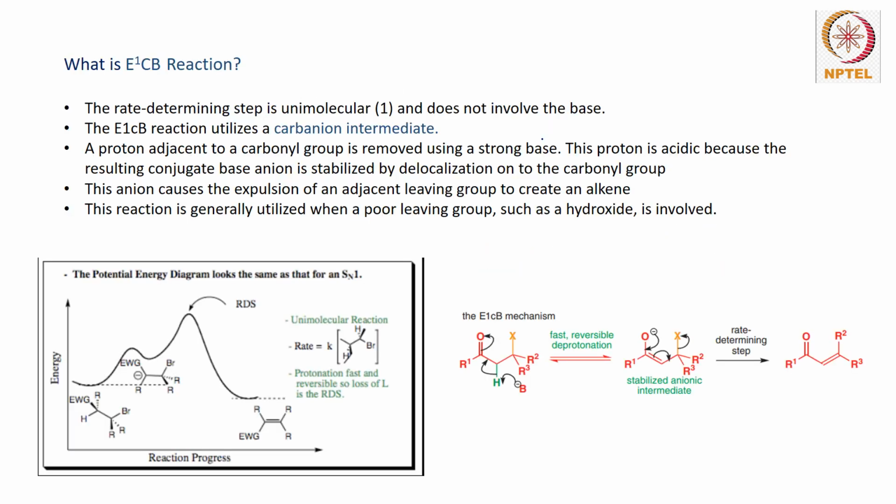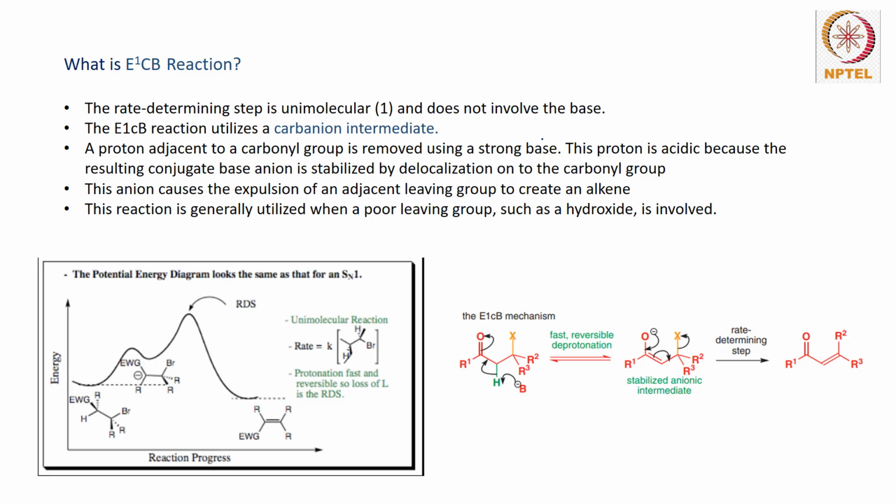So today's concept which we will discuss is elimination. We have discussed E1 and E2 last week. So the remaining one is E1CB. What is the full form of that? E1, you know, is unimolecular elimination, and CB means conjugate base. So what is the difference between simple E1 and E1CB?